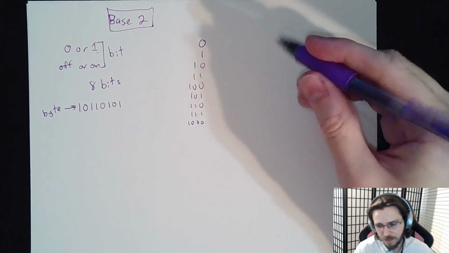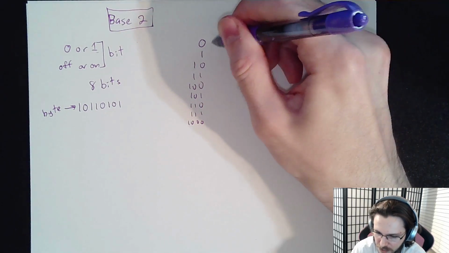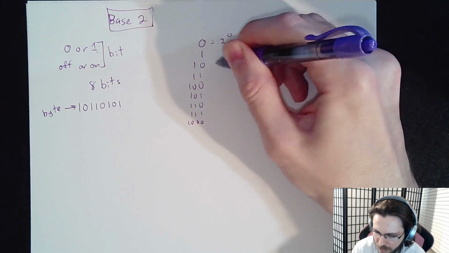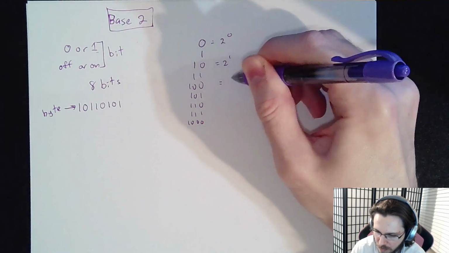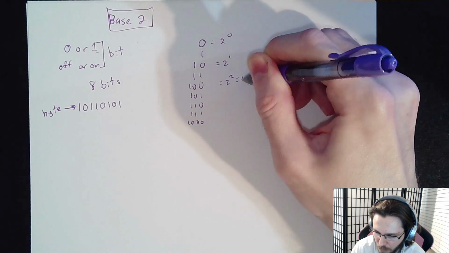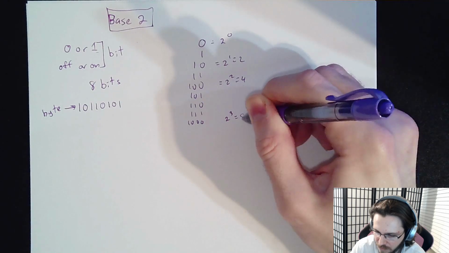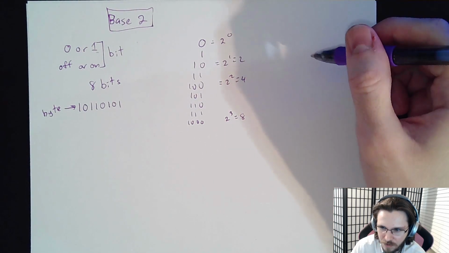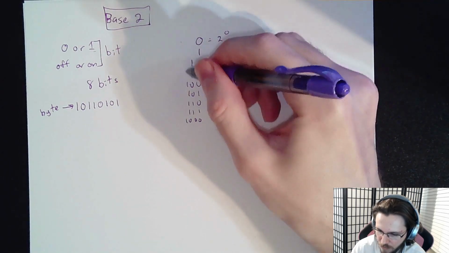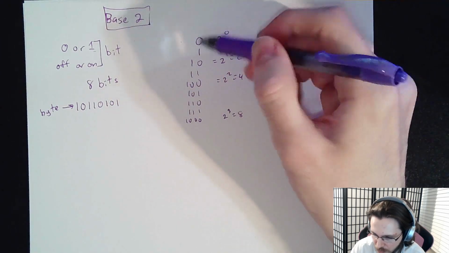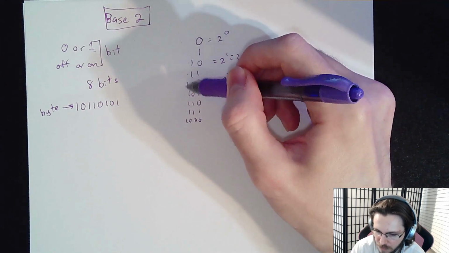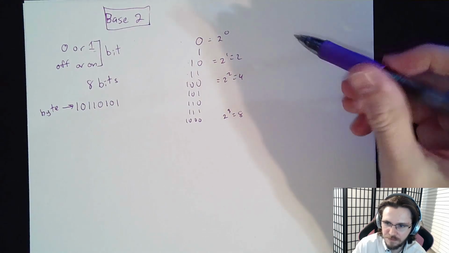A way to check your work, by the way, is this guy right here. 0 is 2 to the 0 power. That one's 2 to the first power. This is 2 to the second power, 4. 2 to the third power down here, that's 8. That's how you can check your work.